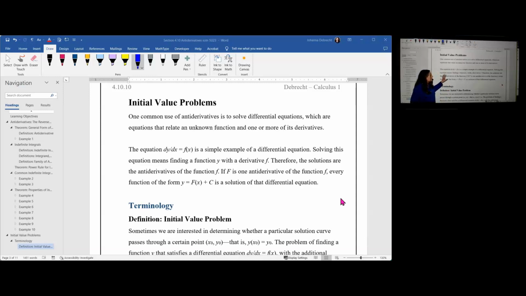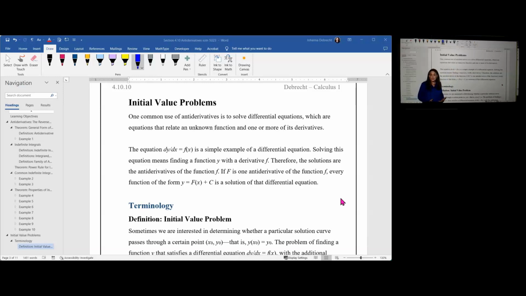Let's go ahead and talk about what this is in general. This is actually a simple example of what's called a differential equation. A differential equation is when you have the derivative of some function and you're trying to find the antiderivative that solves that particular problem. In other words, if I have dy dx equal to f of x, I'm trying to find a function y whose derivative gives me f of x.